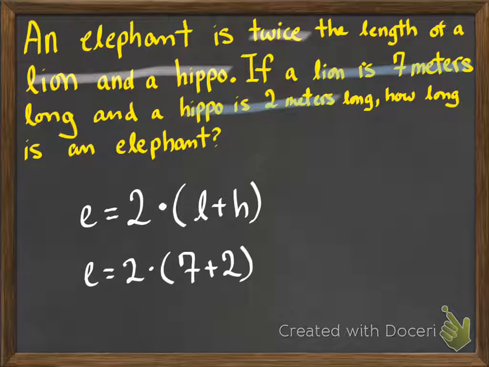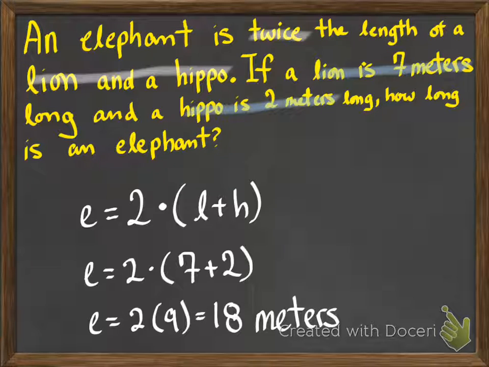So once I have my equation, I can plug in the information I know. I know a lion is 7, so the L is replaced with 7, and a hippo is 2, so H is replaced by 2. And now it's just an order of operations problem. E equals 2 times the quantity 7 plus 2. Well, what's 7 plus 2? 9. So E equals 2 times 9. So elephant is 18 meters long.